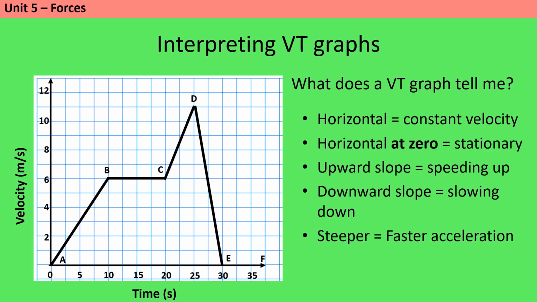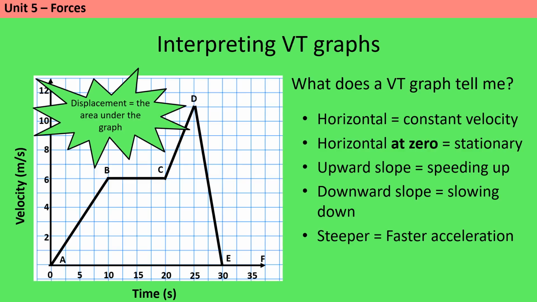On a VT graph, if an object is stationary, then although it will be a horizontal line, that horizontal line must be along the x-axis where velocity is 0. If the line is sloping upwards, then this tells you that the object has positive acceleration, so it's speeding up. And if the line is sloping downwards, then it has negative acceleration, so it's slowing down. The steeper the graph is, the faster the acceleration is. You should also know that you can calculate the displacement of an object by calculating the area under the graph.